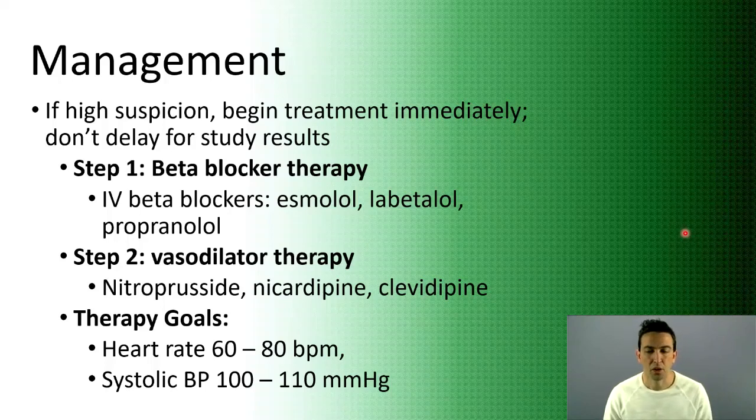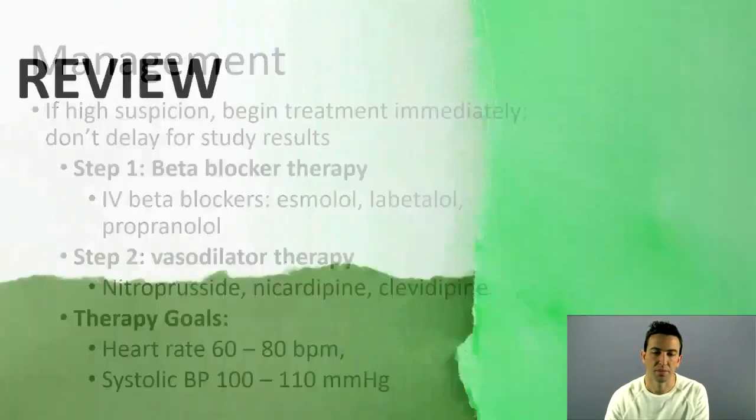Goals of therapy: you're looking for a heart rate of 60 to 80 beats per minute and a systolic between 100 and 110. Other than that, that's about all as far as management goes. If it is an ascending dissection, typically those are done surgically. If it is a descending dissection, typically that is done medically. And so that's how that differentiates, and why we remember the different classifications of an aortic dissection.